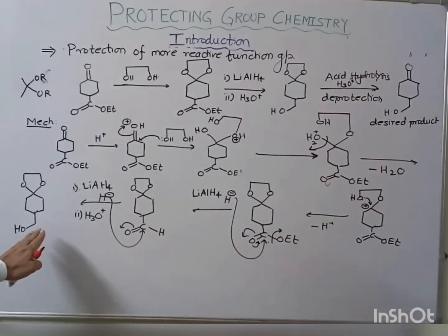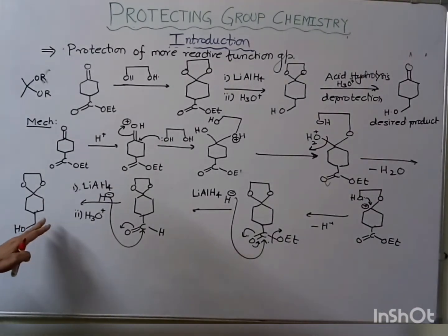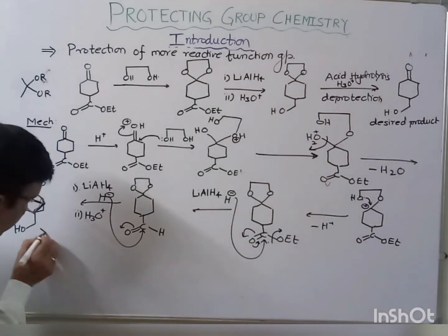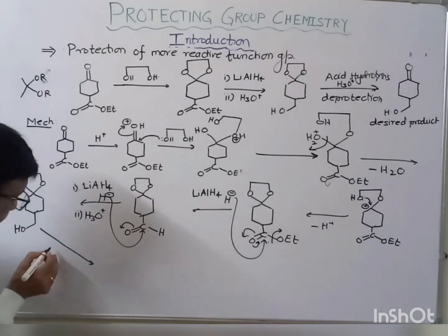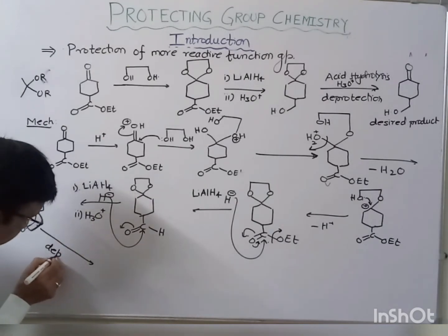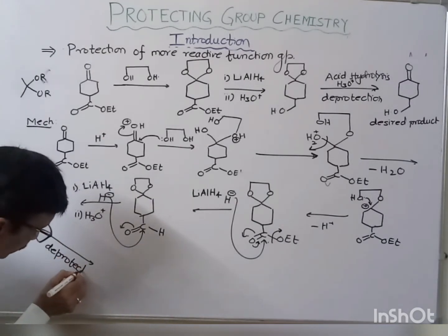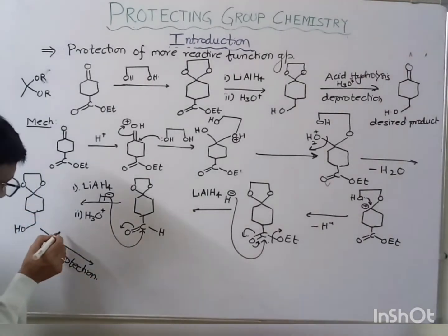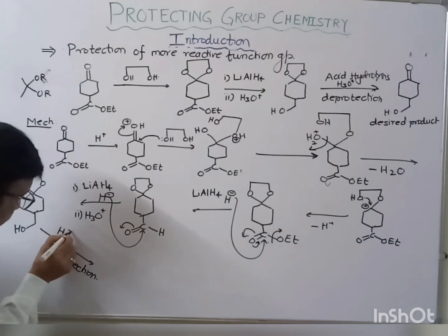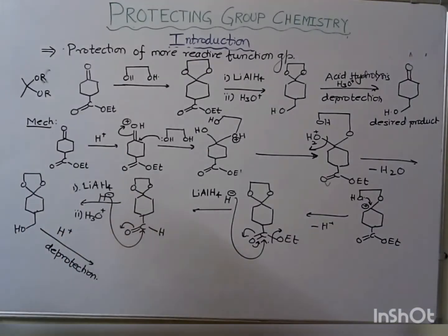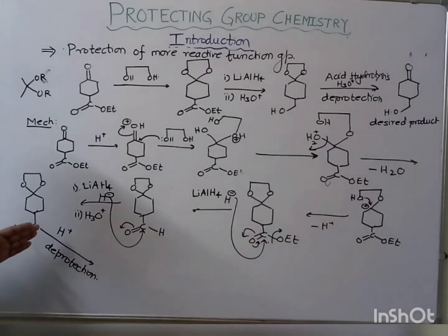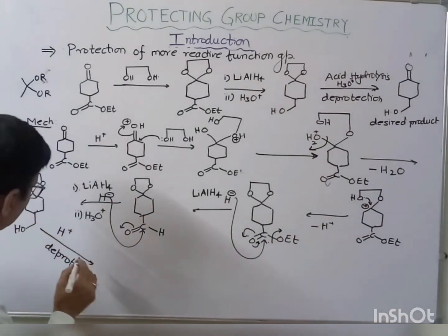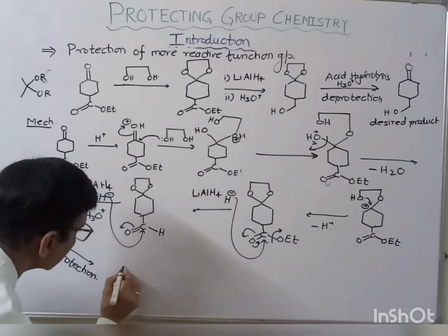Okay, so this is the expected product, and now this can be deprotected. So now the deprotection can be done. Next step will be the deprotection. For deprotection, suppose we use an acid, either a dilute acid or a strong concentrated acid here. So what we can get here.